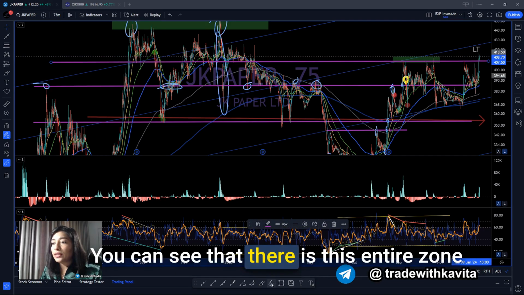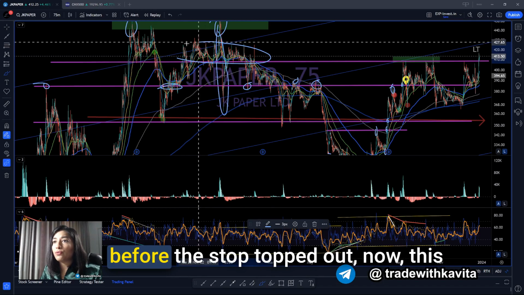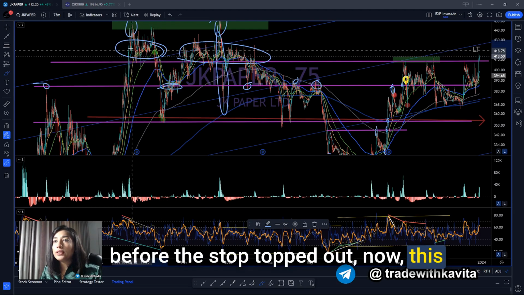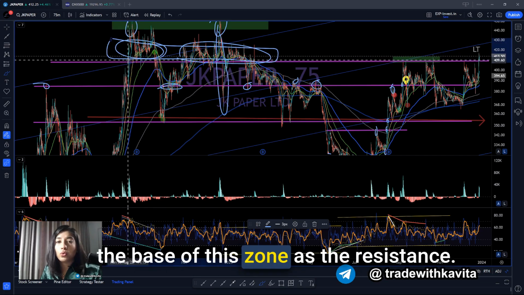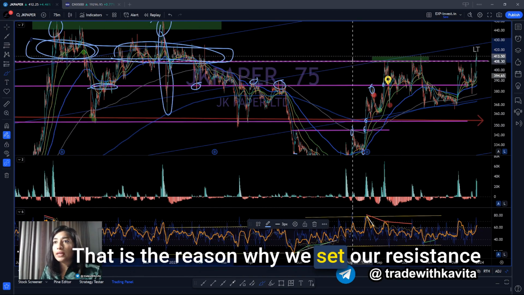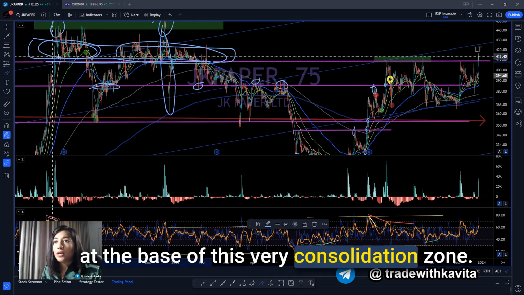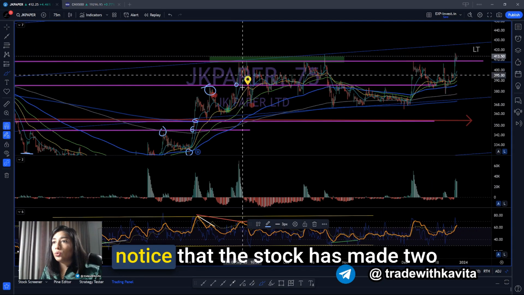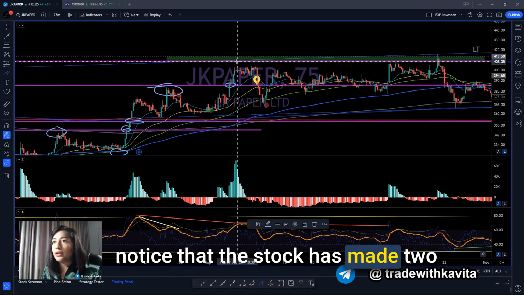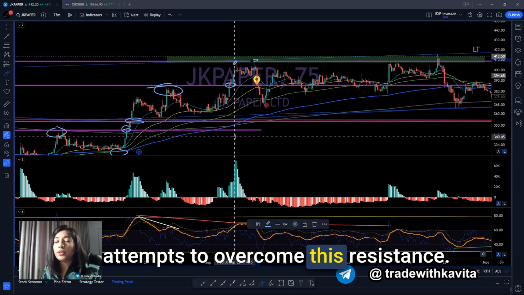So you can see that there's this entire zone before the stock topped out. Basically, you want the base of this zone as resistance. That is the reason why we set our resistance at the base of this very consolidation zone. Now, when the alert got triggered, I could notice that the stock had made 2 attempts to overcome this resistance.